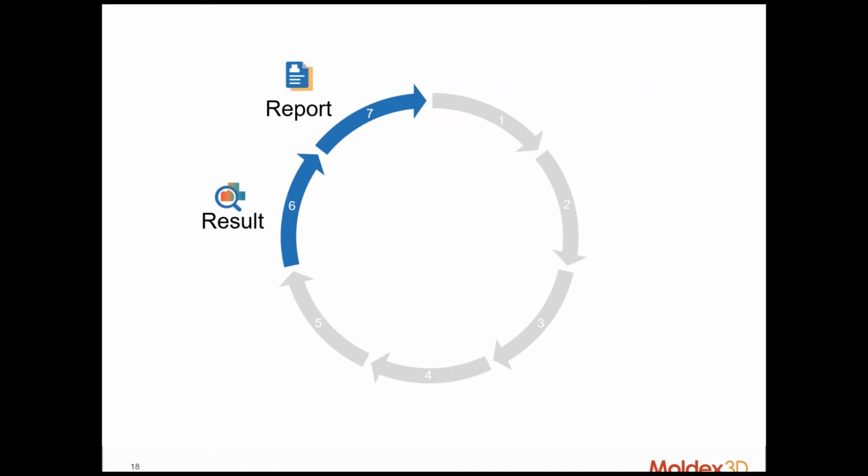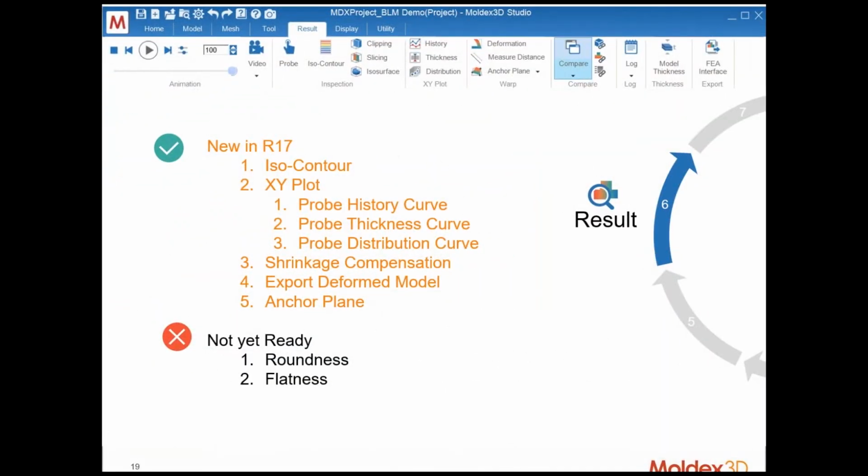So we'll go into a little bit on the post-processing, take a look at some of the results and reporting functionality. So when it comes to the results, some of the new items that are going to be added to R17 that are not currently in the current version, having the ISO contour display, different XY plots, having the shrinkage compensation capability, being able to export out a warp model, and also this anchor plane functionality, which we can take a look at in a few minutes as well.